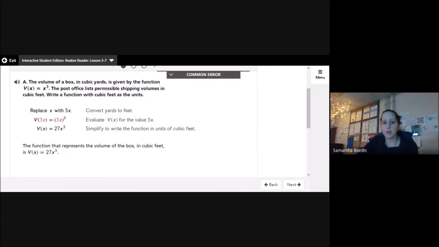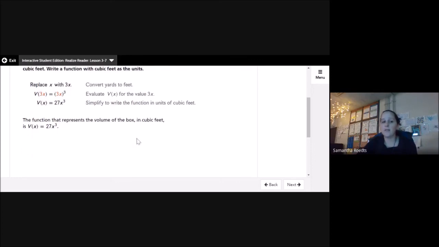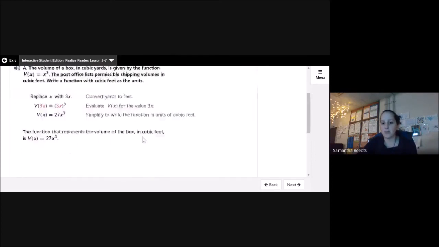So the volume of a box in cubic yards is given by the function v of x equals x cubed. The post office limits permissible shipping volumes in cubic feet. So I'm going from yards to feet. Okay. There are 3 feet in every yard. That's where the 3 comes from. So v of 3x equals 3x cubed. 3 cubed is 27, x cubed. So the function that represents the volume of the box in cubic feet is v of x equals 27x cubed.